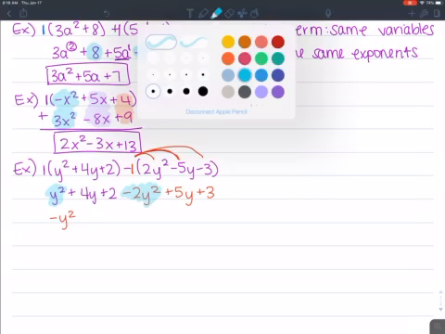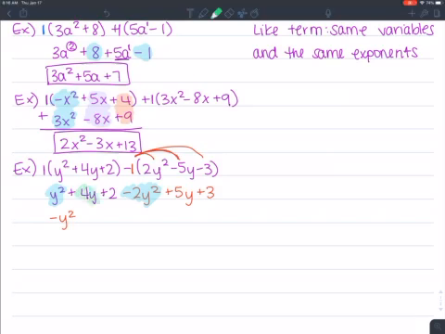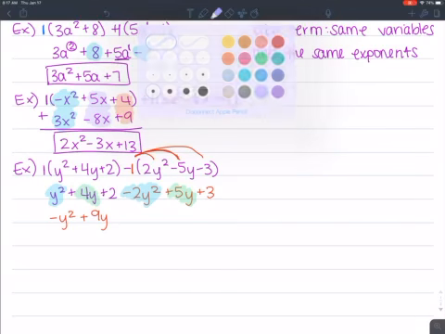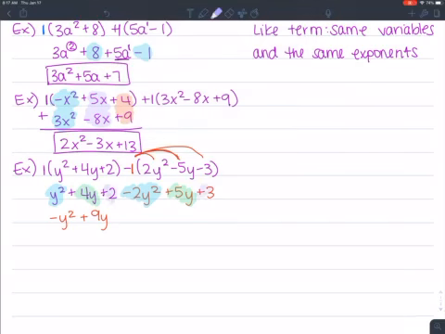Let's see, what other like terms do we have? 4y and 5y. Okay, they're both positive. I can add them up and I get 9y. And then we also have 2 plus 3, and that would give us 5.